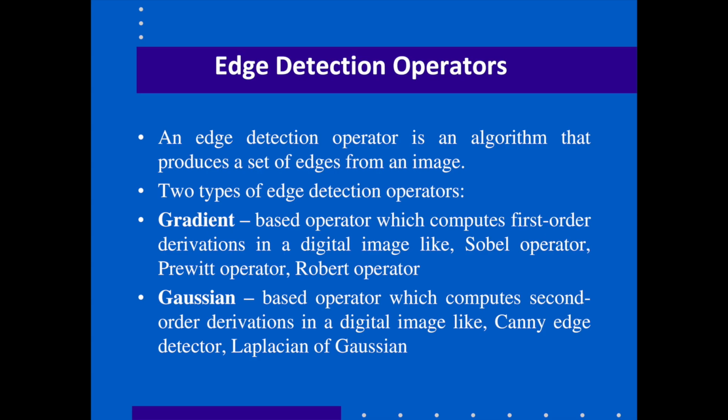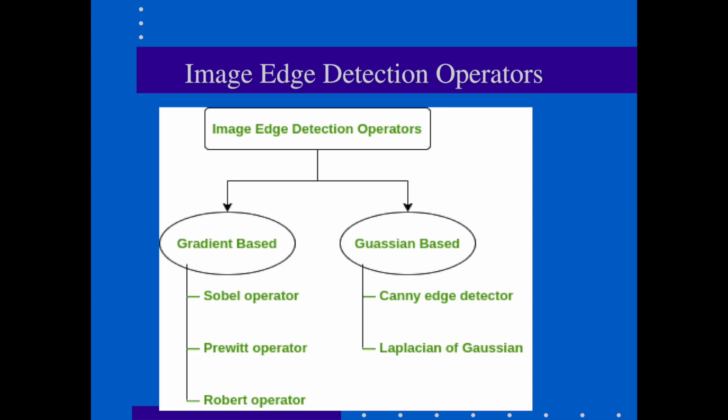Gradient based operators compute first order derivatives in a digital image, and there are the Sobel operator, Prewitt operator, and Roberts operator for gradient detection. In the Gaussian based operators, we compute second order derivatives in digital images, and they are the Canny edge detector and Laplacian of Gaussian. This is given in the block diagram: the image edge detection operators are divided into two types, gradient based and Gaussian based. Gradient based consists of Sobel, Prewitt, and Roberts operators. Gaussian based consists of the Canny edge operator and Laplacian of Gaussian.